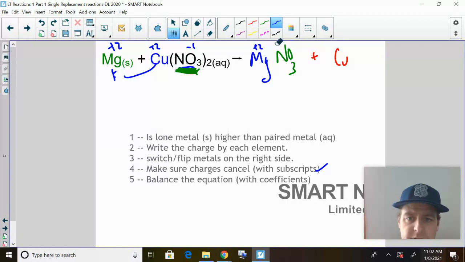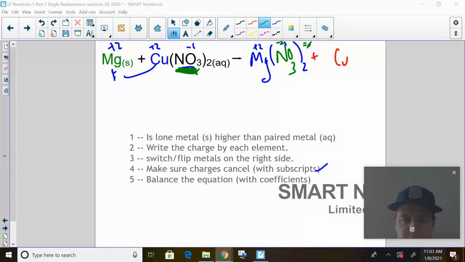Next thing would be write the charges by the metals. Let's see if it cancels out. +2, -1. So I'm going to need 2 of those. Alrighty. And then that's good. Make sure it cancels out, because 2 of those at -1 is -2. That gets equal to 0, and then balance the whole equation.